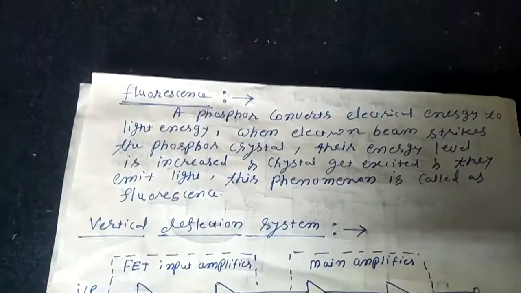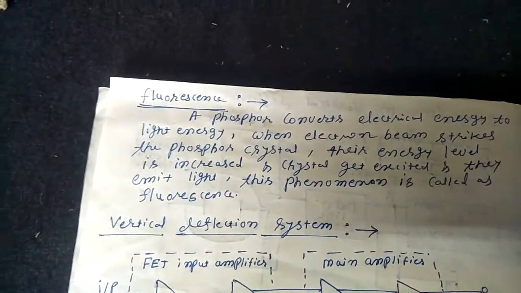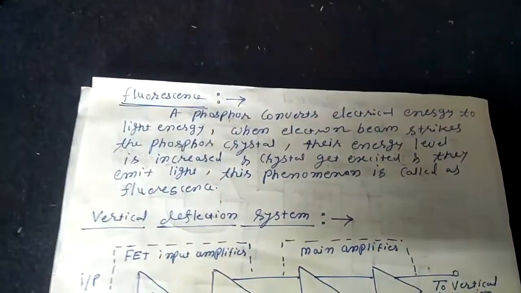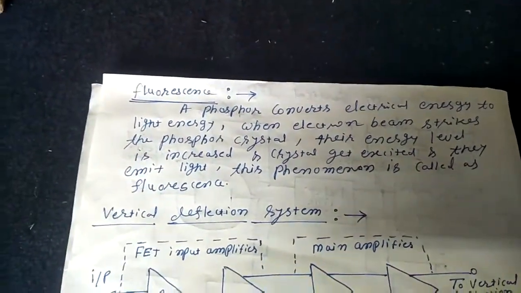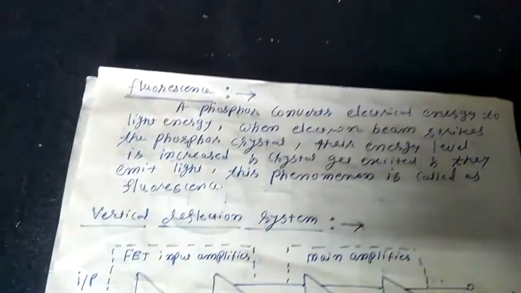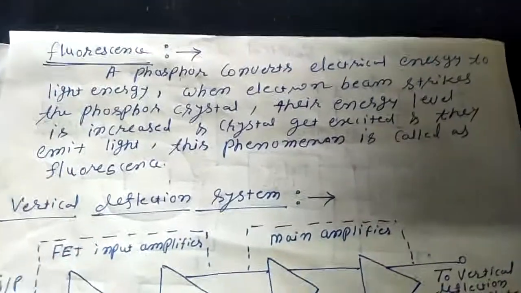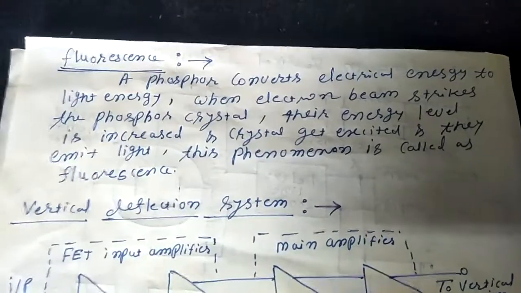The inner side of the screen consists of phosphor. Now what is the use of these phosphor crystals? That is called fluorescence. So what is that fluorescence? The phosphor material is coated internally on the glass of the screen, as phosphor crystals.